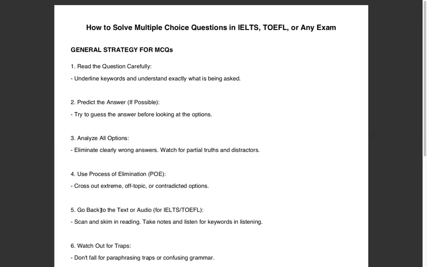recheck your notes. In the reading, of course, it's the same thing. When you read the text, you will again underline some words, or you are going to write some notes. It doesn't matter in English or in your native language, but the important thing is to scan these notes. Don't forget these notes while you are answering the questions.